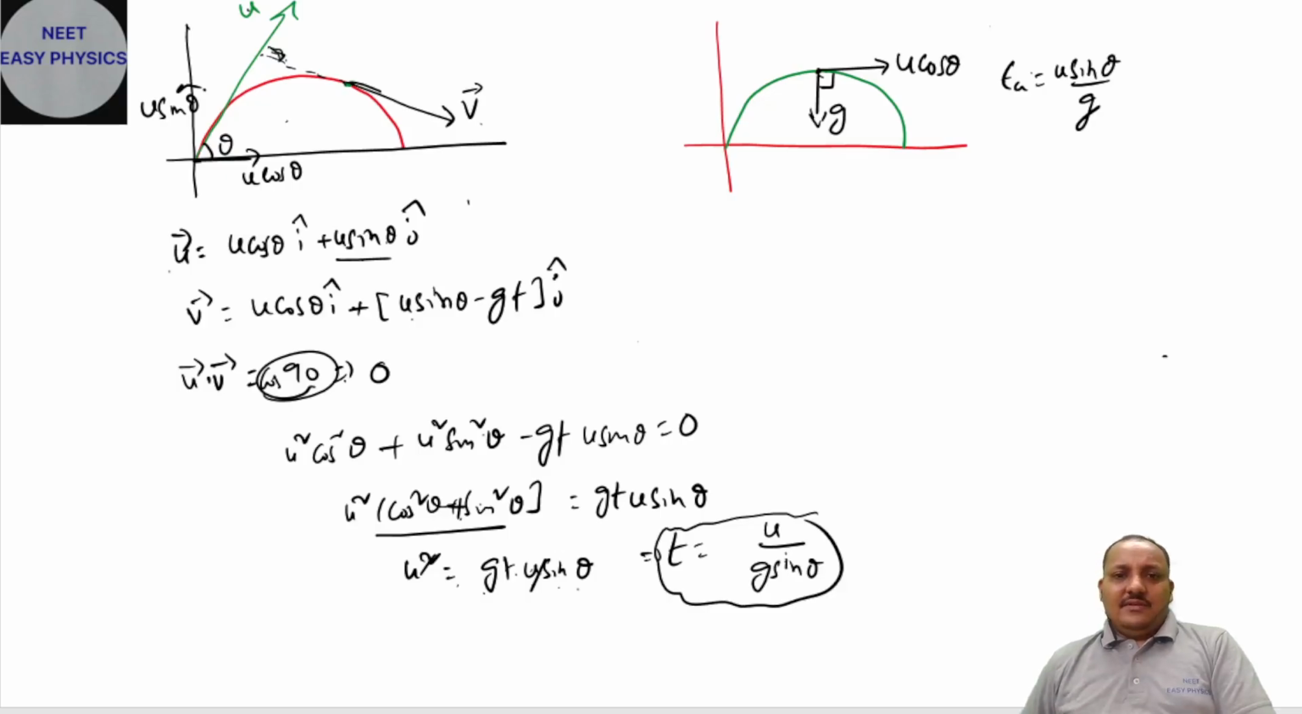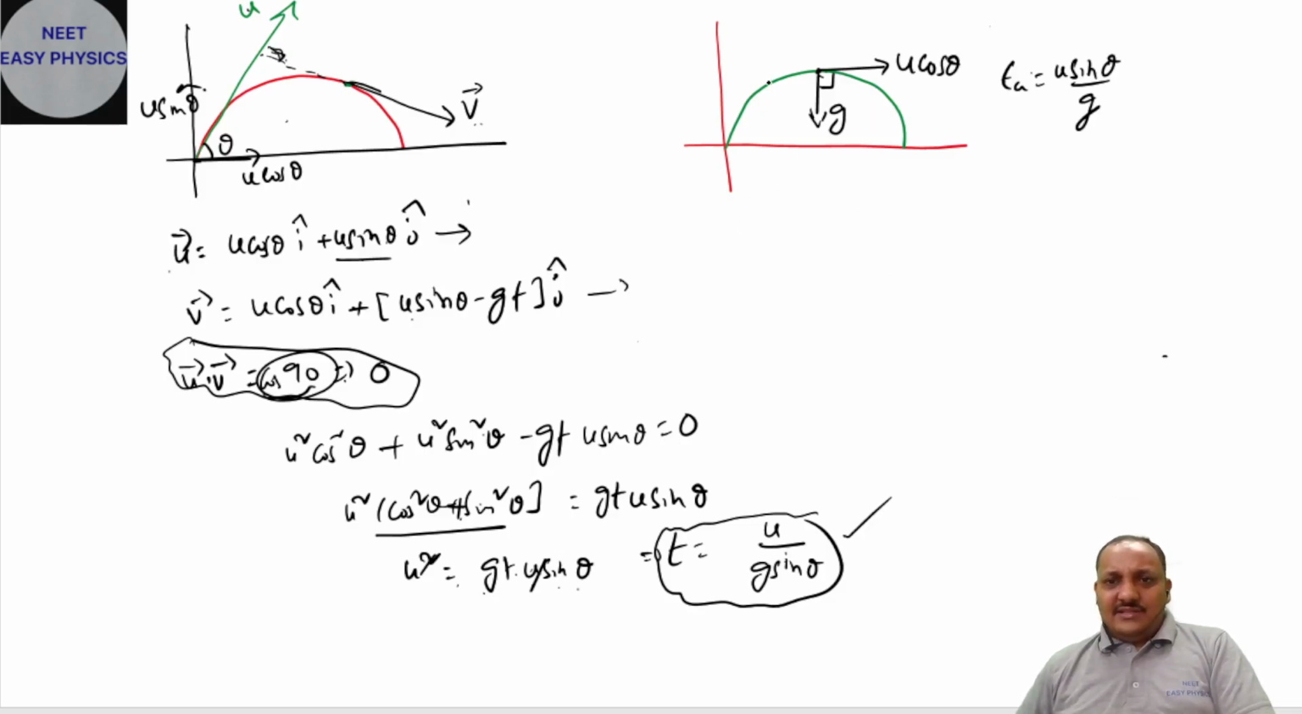Correct? So they will give this one as question at the time. If you do like this, definitely you are going to get the answer. Correct? So just you have to take final velocity after t time. Initial velocity should be perpendicular means the dot product should be always equal to 0. Okay, you can do like this.